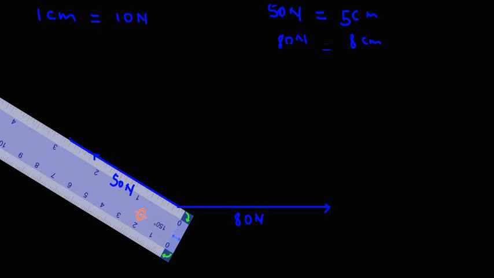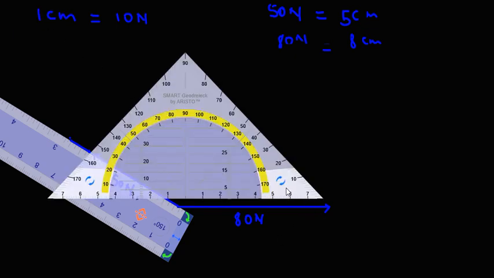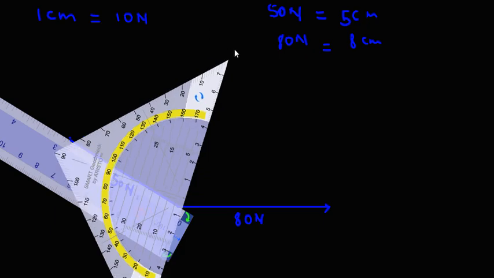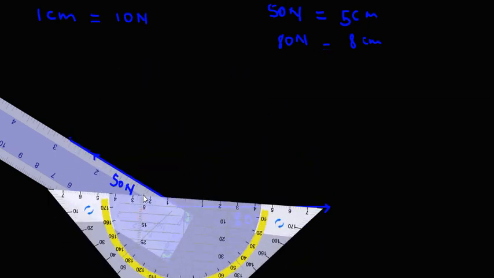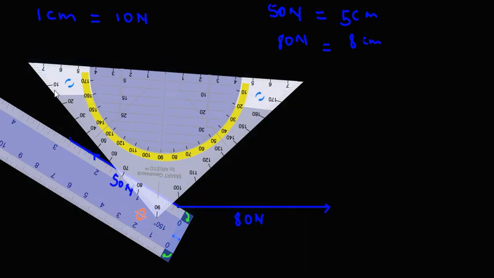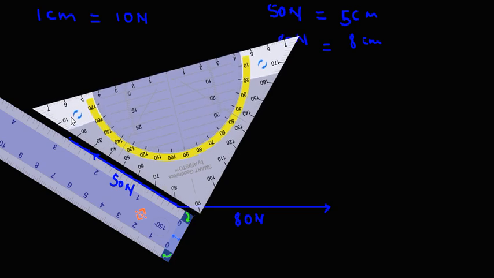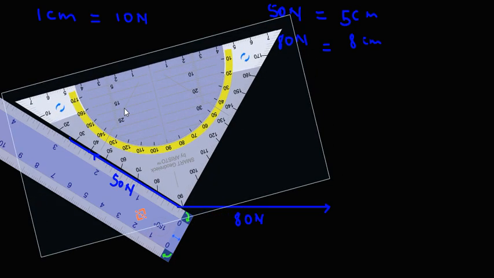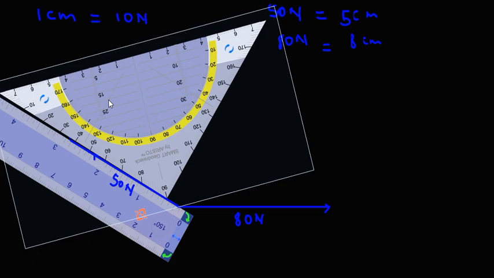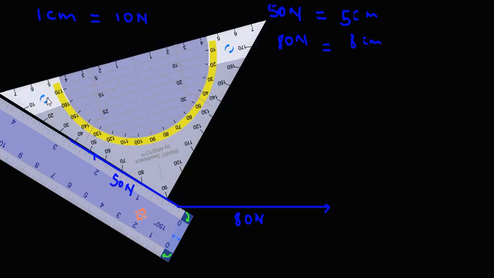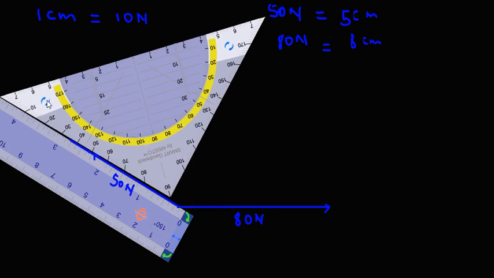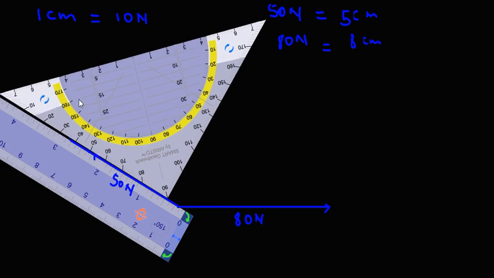Then you must bring in the other ruler, the one that has a 90 degrees. Bring in this ruler, and tilt it like this, such that it sits on top of the first ruler, and press it using your hands. Make sure it sits perfectly.